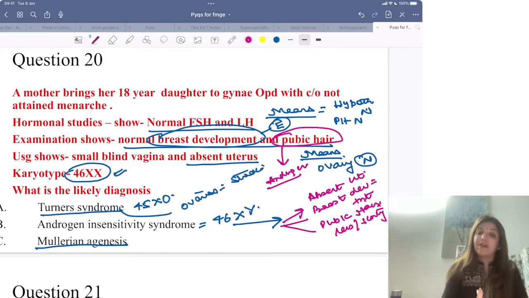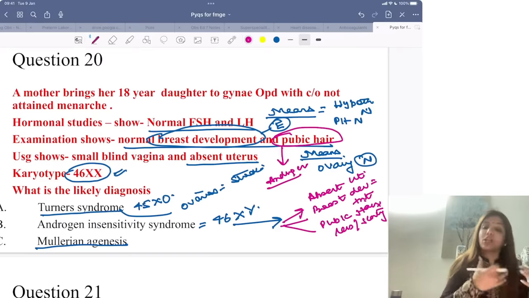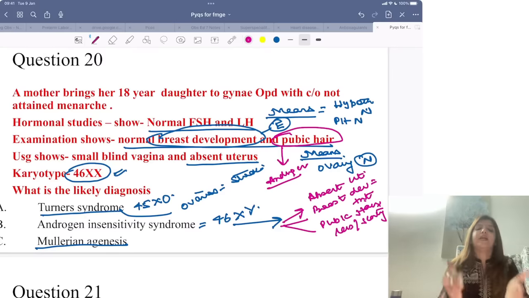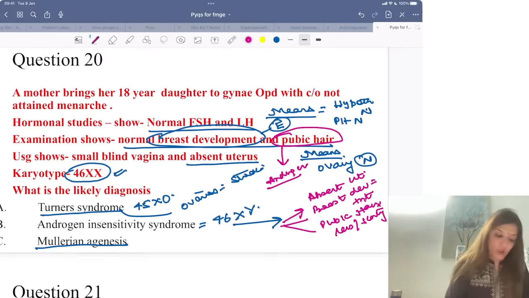Kyunki hormone responsible for pubic hair in females is androgen. Right? Breast development ke liye hormone responsible is estrogen. Pubic hair ke liye hormone responsible is androgen. So now you can ask me ki ma'am, breast kyun develop hota hai androgen insensitivity syndrome ke patients mein? Because the androgens get converted into estrogen and these individuals respond to estrogen. They are insensitive to androgen. So inke andar breast development hota hai, lekin pubic hair development is not there.